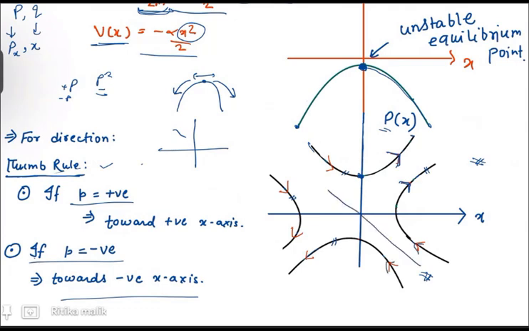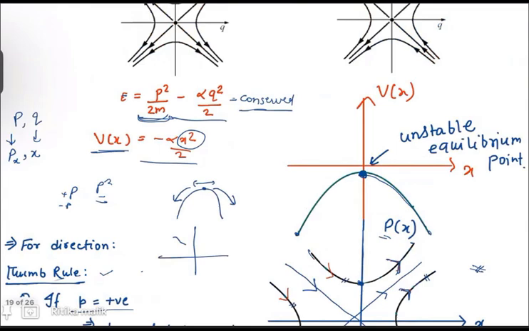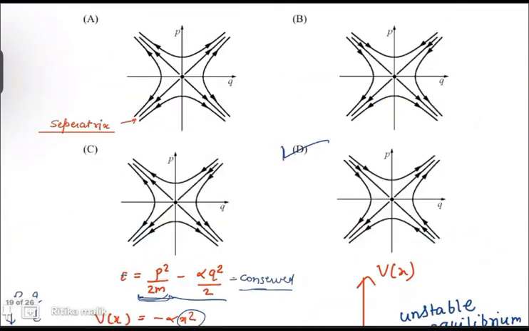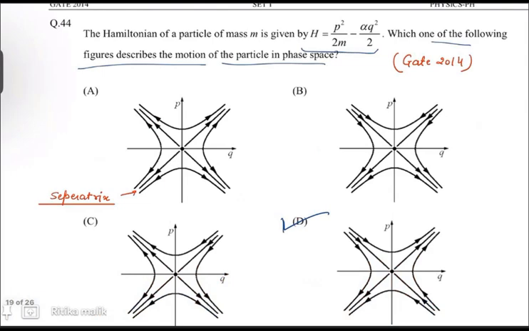So this is the separatrix which separates different kinds of phase trajectories, and it will have this kind of arrows. It is away. So this is towards and this is away. So this is the correct expression for the phase space trajectory.